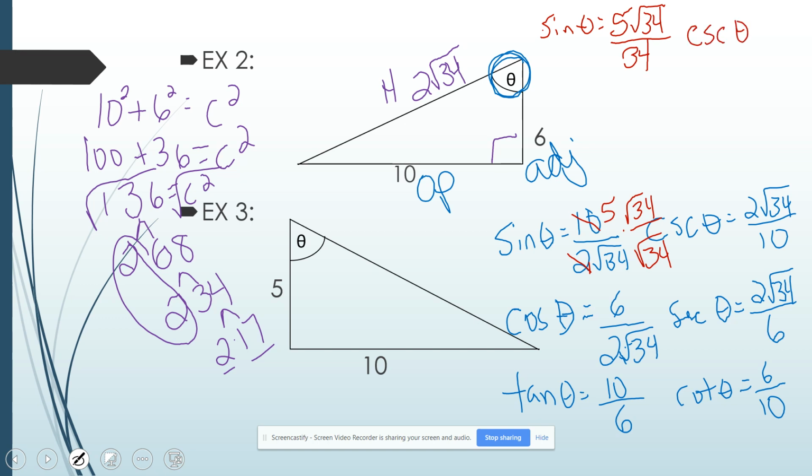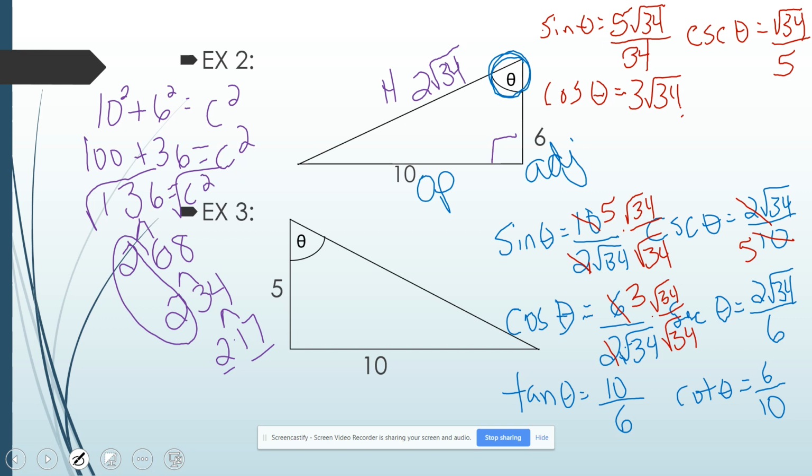For my cosecant, I can reduce the 2 and the 10. The 34 is on the top of the fraction in the numerator, so I don't have to do any rationalizing for that. So that's the square root of 34 over 5. For my cosine, 6 and 2 can reduce. I also have to rationalize this denominator by multiplying by the square root of 34. So my cosine is 3 square root of 34 over 34.